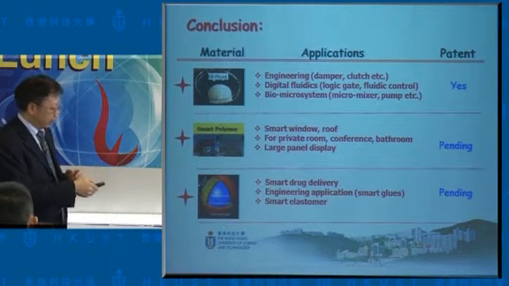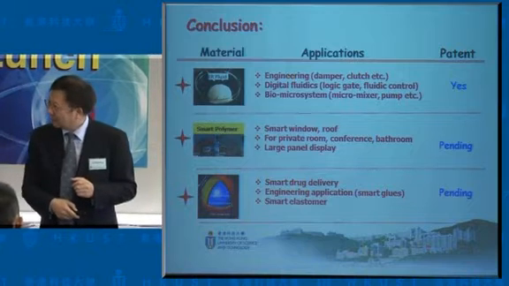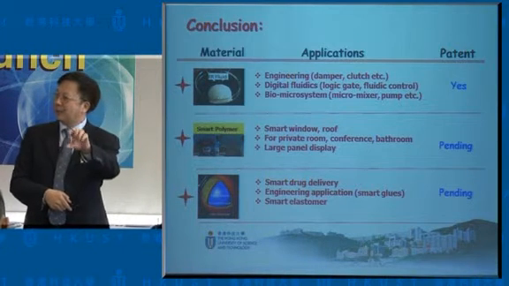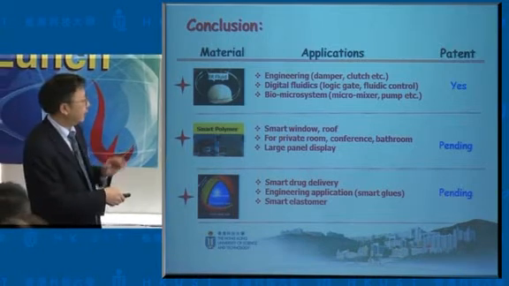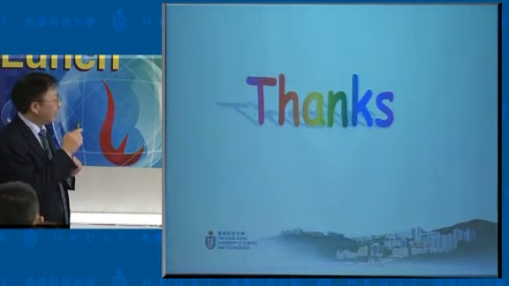Another one, you can use a smart elastomer. Smart elastomer, you can use in a damping system. You can even use it in a train damping system. Use these materials. Okay, so thank you very much.